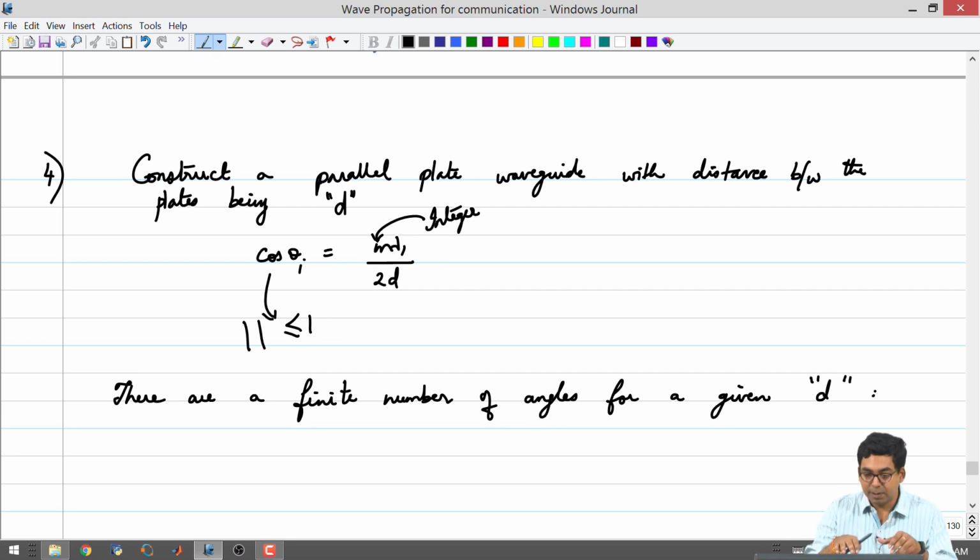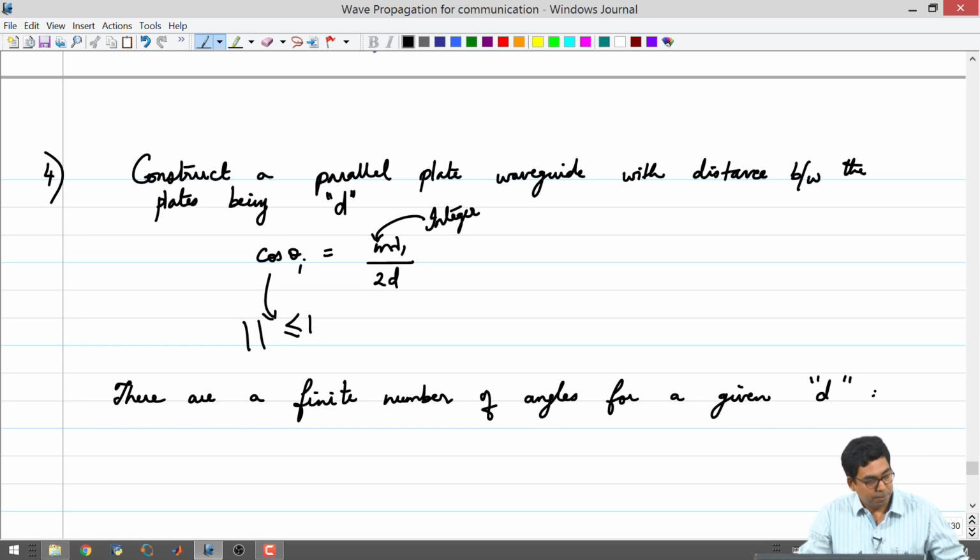Since there are only integer values of m being assumed over here, there are very limited angles at which you can launch and actually not perturb the system and get an outcome outside. So, it is a delay, but it has constraints. You cannot launch at any angle and expect the electromagnetic wave to arrive in any configuration. For a given configuration, there are a finite number of angles. As long as this angle satisfies the condition that the absolute value of cos theta is less than or equal to 1, or m lambda 1 by 2d is less than or equal to 1, only then are you going to have some waveguide like properties.